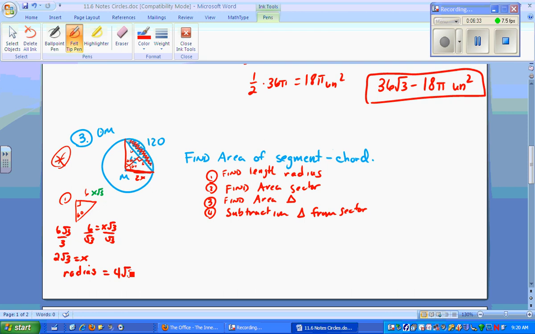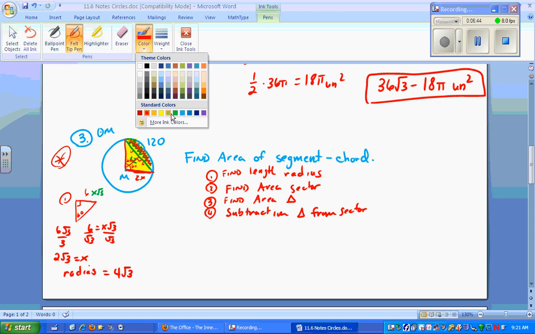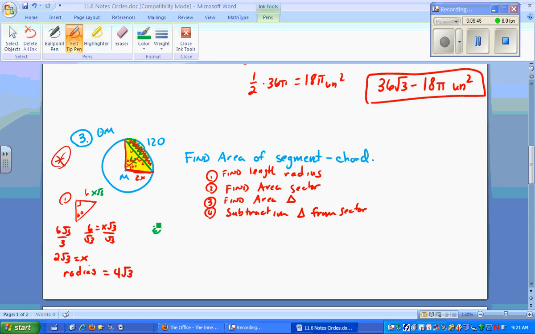Part 2, now we find the area of the sector. Let me highlight that. The area of the sector, this whole thing, including that triangle. Well, we did that in example 1. So part 2, I'll put in green here. Find the area of the sector. That's 120 over 360 times pi times the radius, which is 4 root 3 squared.